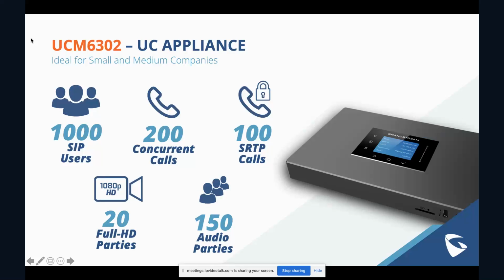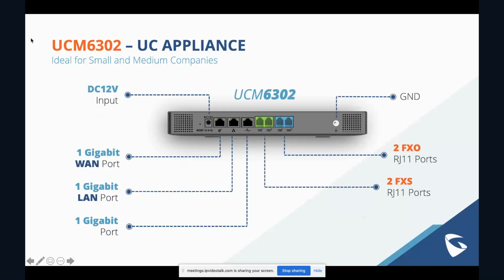So again, that built-in web meetings and conferencing platform is really one of the biggest enhancements and the biggest new things here to the 6300 series. Here are the ports for the 6302. You get 2 FXO ports, 2 FXS ports, and the same amount of gigabit ports as the 6301.